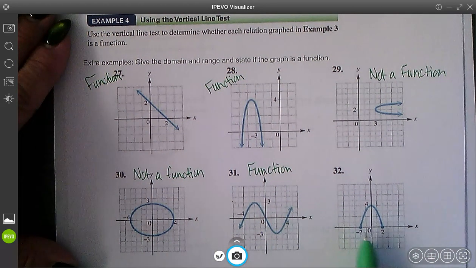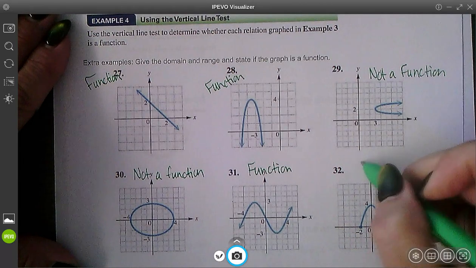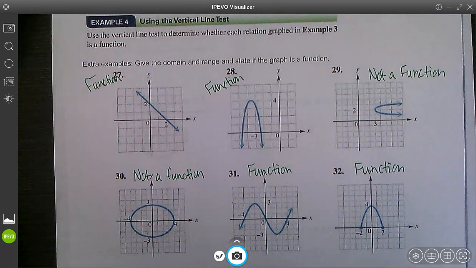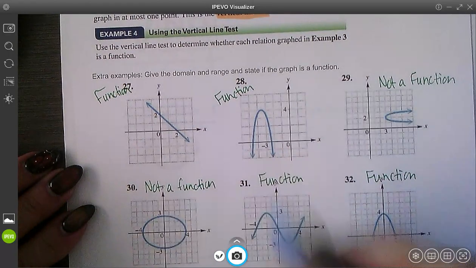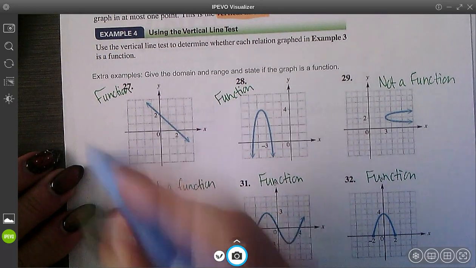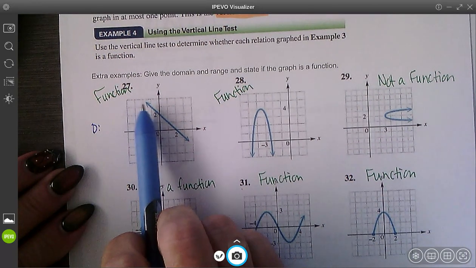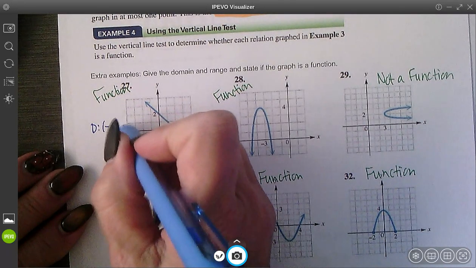And 32. Also, vertical lines only cross this graph one time, so it is a function. Now what about domain and range? Domain, we scan the graph from left to right. On this graph, going left to right, the first thing you run into is an arrow, last thing is an arrow, so domain is negative infinity to infinity.